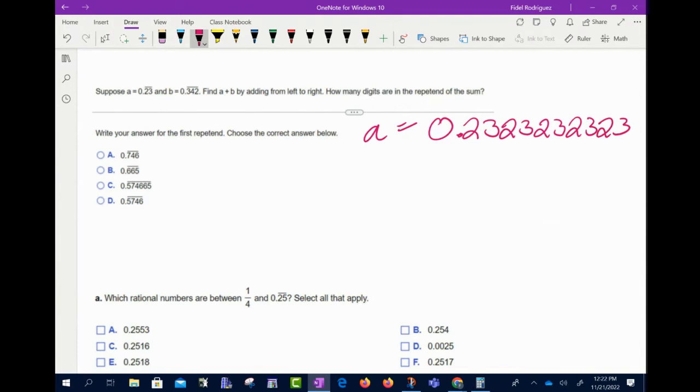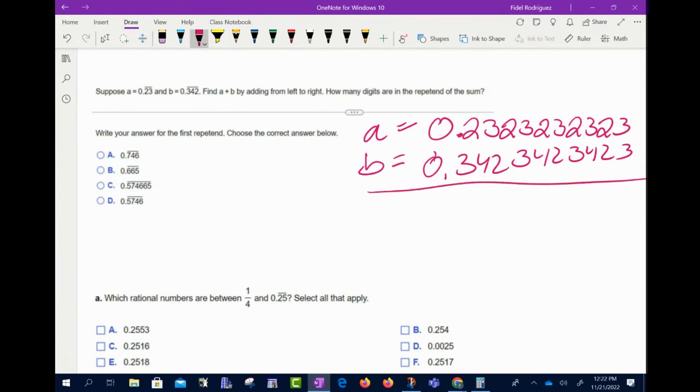How many is a few? I don't know. I wrote 1, 2, 3, 4, 5. I wrote 5 of them. Okay, let me do the same thing for part B. 0.342, 342, 342. And now it says, by adding from the left to the right.